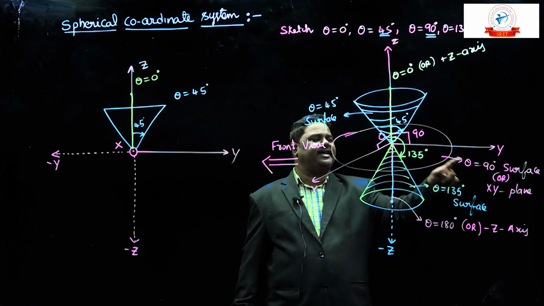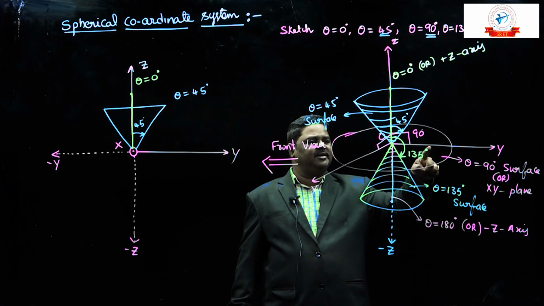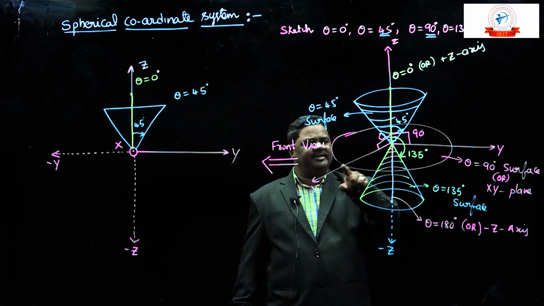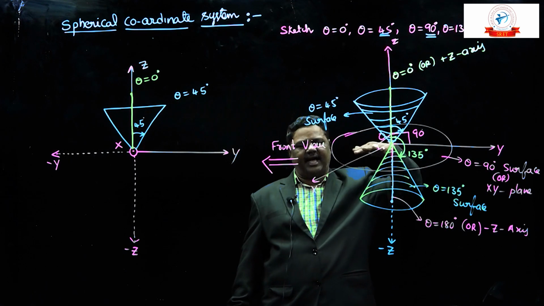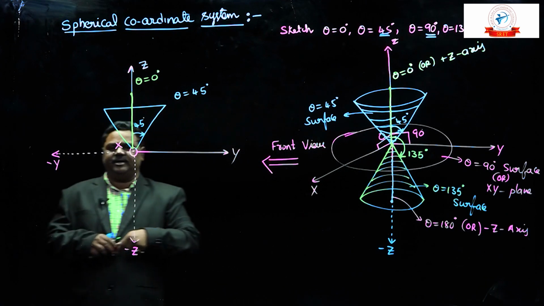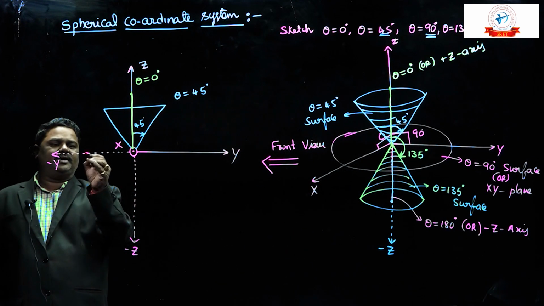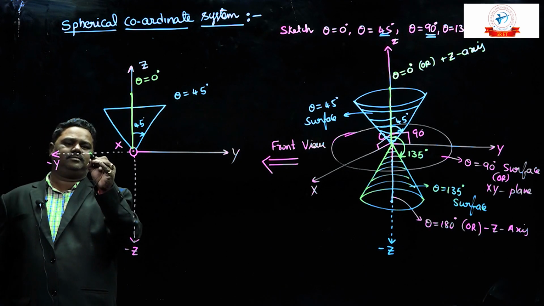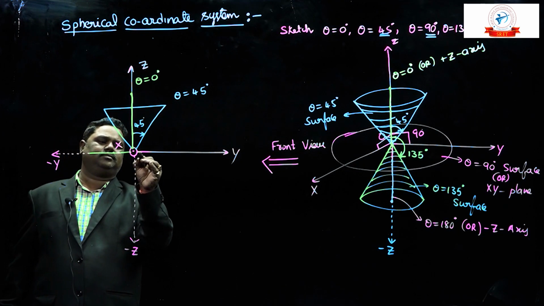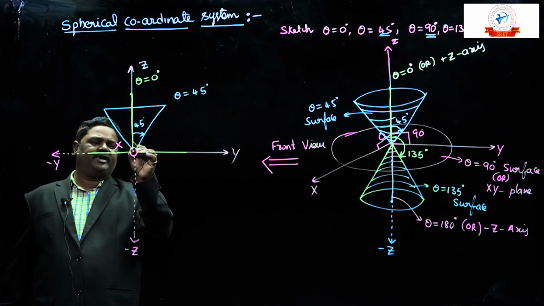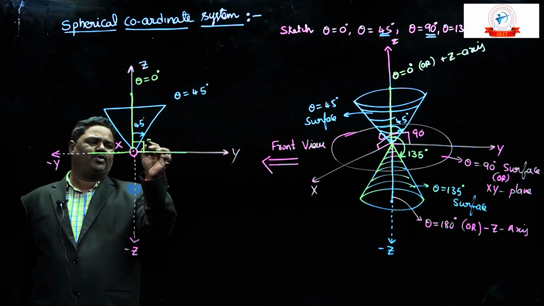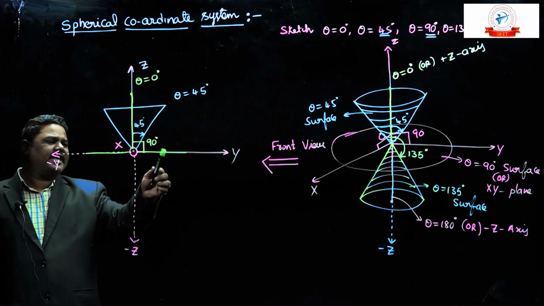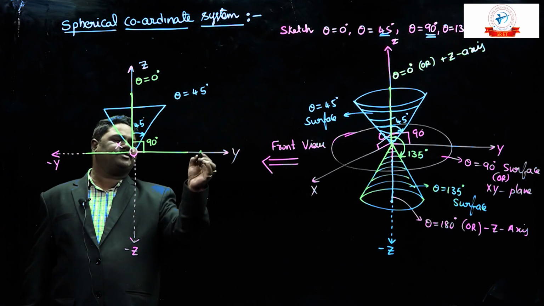Theta equal to 90 is a flat sheet or a flat surface which will coincide with the xy plane. So in the front view, this xy plane looks like a horizontal line. You can observe the cone angle is nothing but 90 degrees. Then the plane will coincide with the xy plane. In the front view, the xy plane looks like a horizontal line.